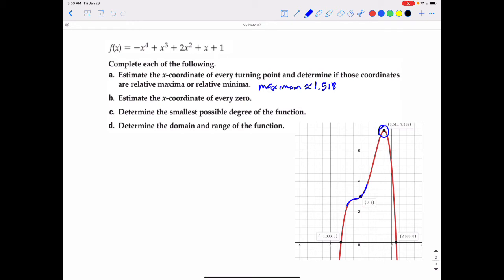Part B is estimate the x-coordinate of every zero. So the x-coordinate of every zero is going to be where it crosses the x-axis, and the points where it crosses the x-axis are right here and right here. So the x values would be about negative 1.303 and about 2.303.